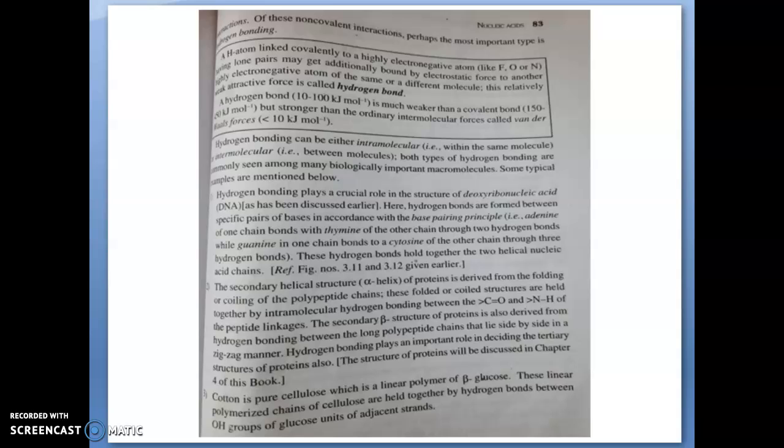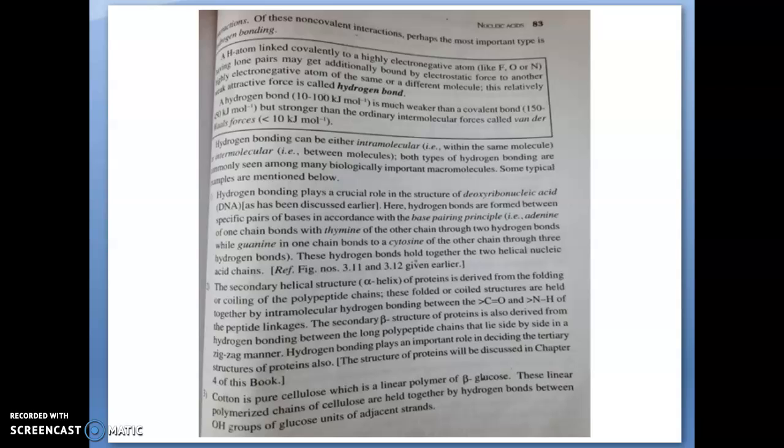It is weaker than a covalent bond, but it is stronger than ordinary intermolecular forces like van der Waals forces. Okay. Hydrogen bonding can either be intramolecular or intermolecular. That already you all know about that. Intramolecular means within a molecule, same molecule. Intermolecular means different types of molecule.